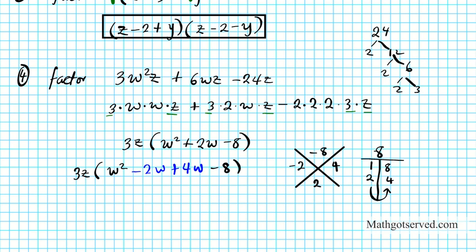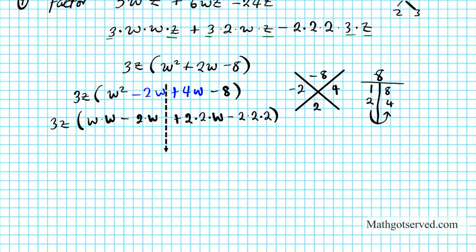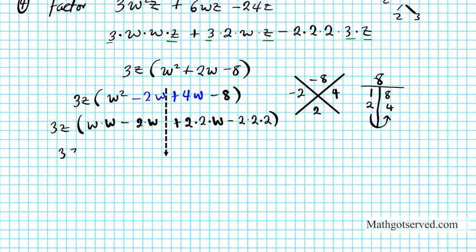Okay, now we have 4 terms, we can factor by grouping, so we're going to split our expression down the center, and then break it down. We're going to have still 3z on the outside, and then we have w times (w − 2), plus, and then break down 4 into 2 times 2, times (w − 2). Okay? Alright, now let's start factoring by grouping. We have 3z.